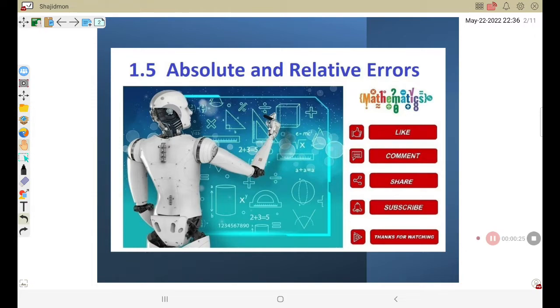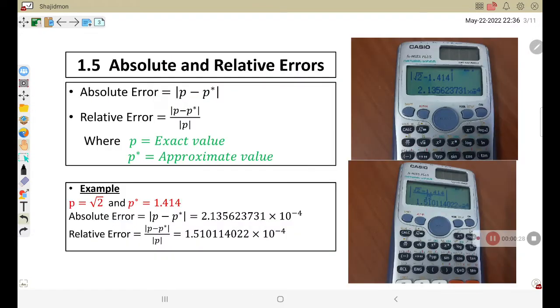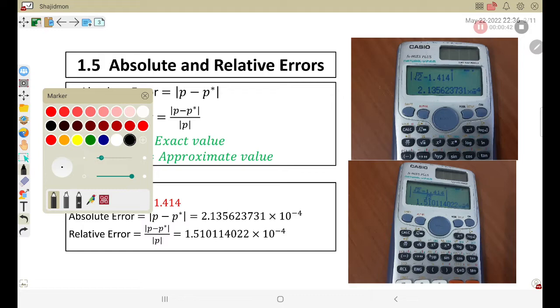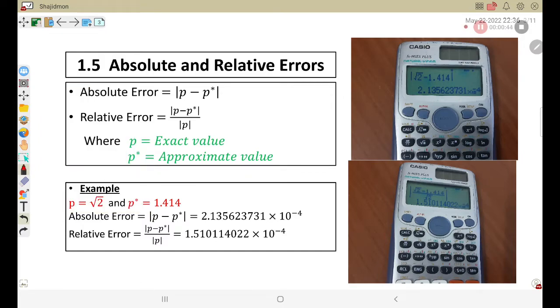Okay, let us start the topic. Section number 1.5. The topic is absolute and relative errors. We need to study two types of errors, which we use for error measurement in numerical calculations. One is absolute error and the second one is relative error.